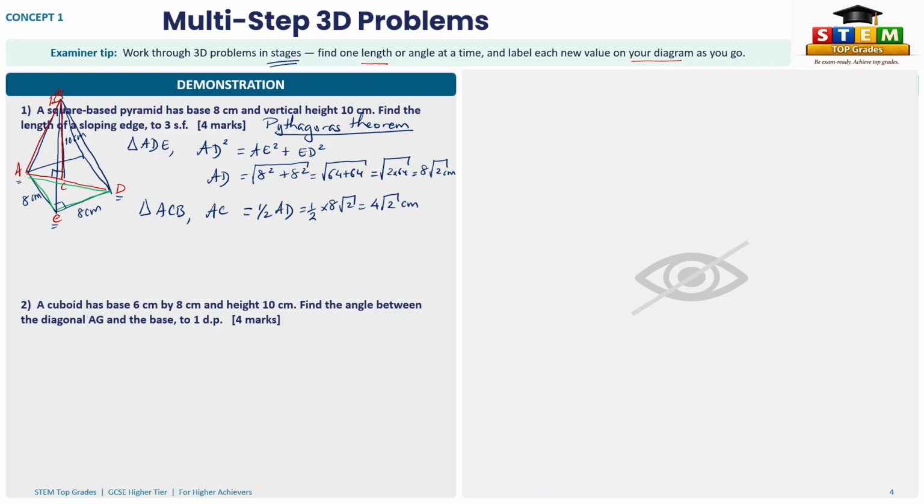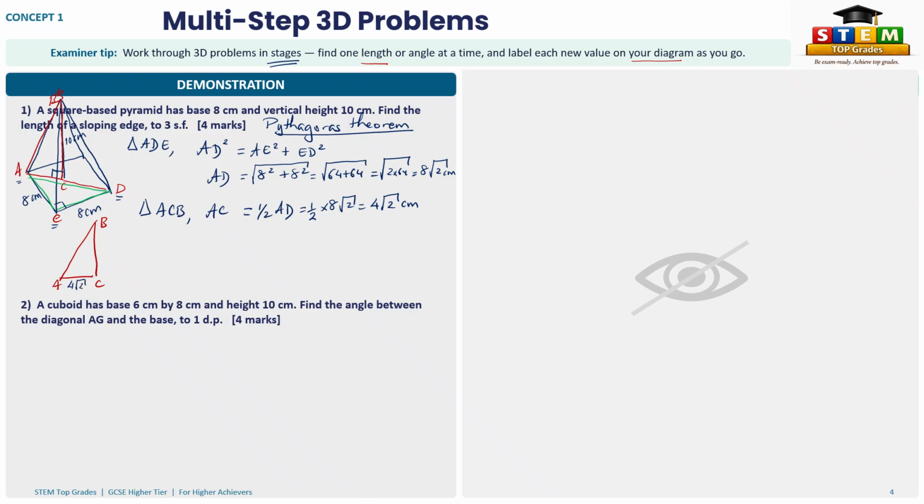Now at this point, it would be good if we could just show that triangle that we're using, ACB, and we have reached the point where we worked out AC, so that's 4 root 2.